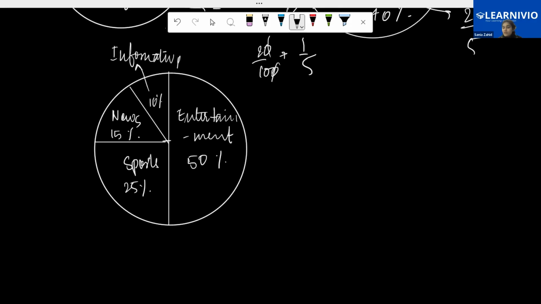See, entertainment is 50%, so obviously it is not equal to sports. News is 15%, not equal. Informative 10%, not equal. So what is the answer now? You see, when you add informative and news, what is 10% plus 15%? 25%. That means the time that you're devoting to sports is equivalent to the time that you're devoting to news and informative content together. Right? So such tricky questions can also be asked to you.